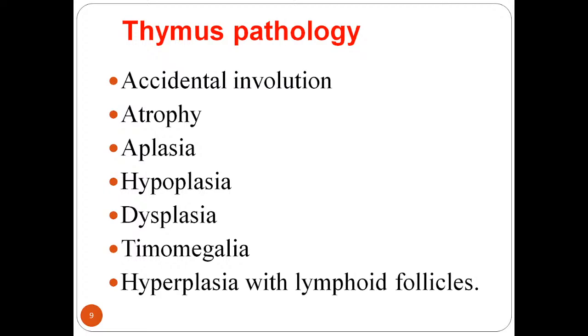Thymus pathology. Thymus pathology includes accidental involution, atrophy, aplasia, hypoplasia, dysplasia, thymomegaly, and hyperplasia with lymphoid follicles.